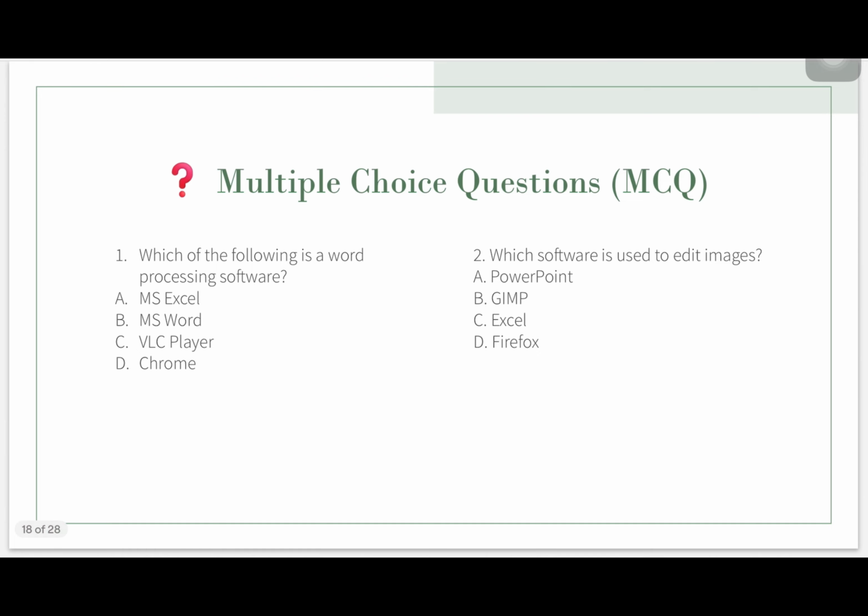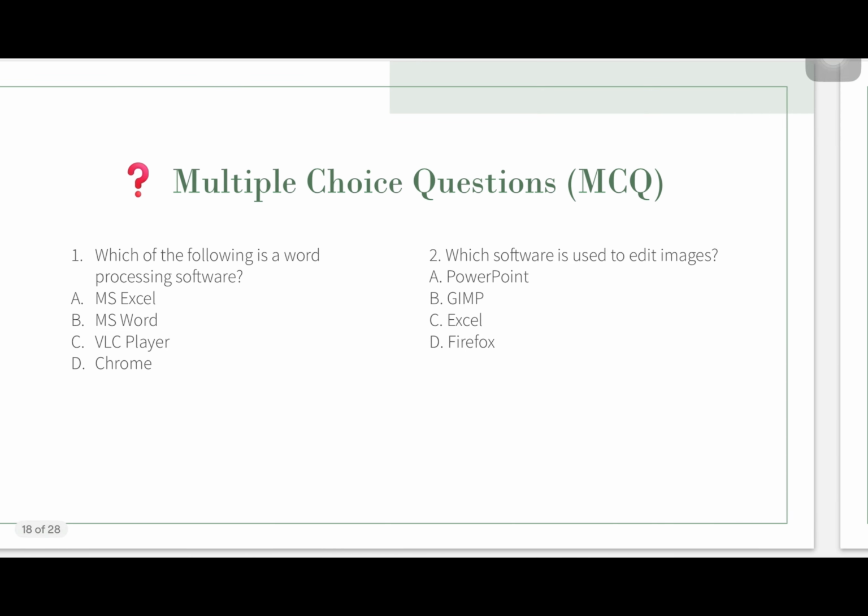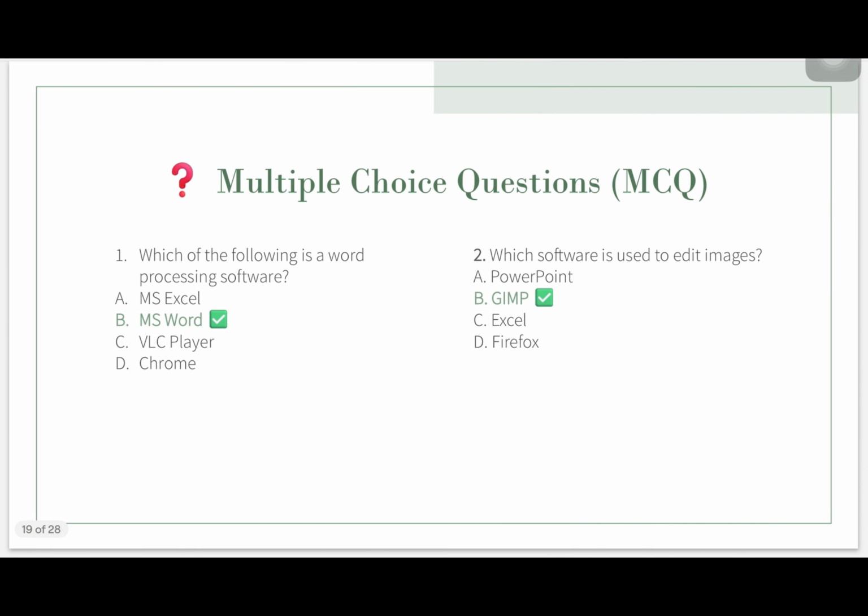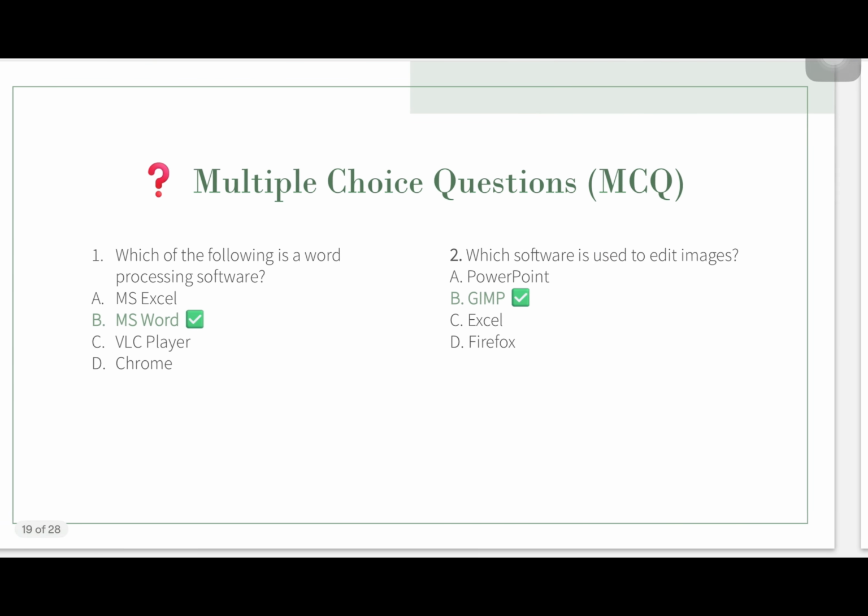Now next, multiple choice question. Which of the following is a word processing software? Which one is MS Word, VLC, or Chrome? It is MS Word. Correct. Which software is used to edit images? It is GIMP, right? Also, GIMP is a free and open source software. See, MS Word and GIMP.